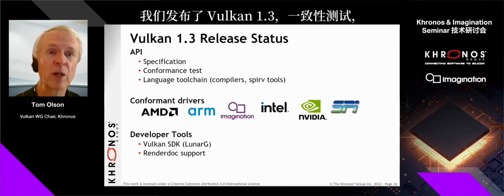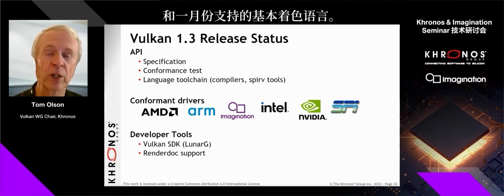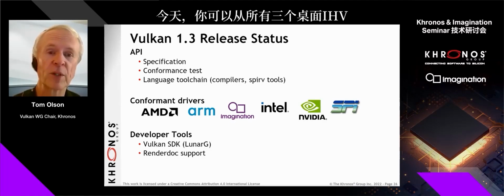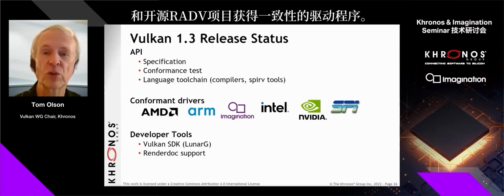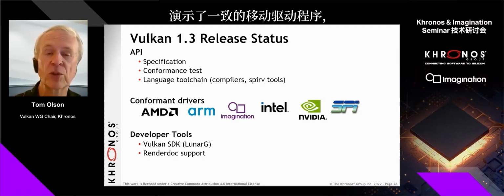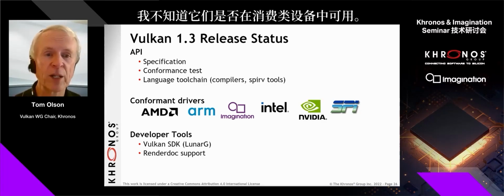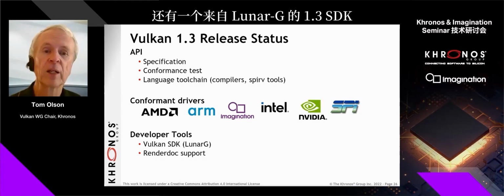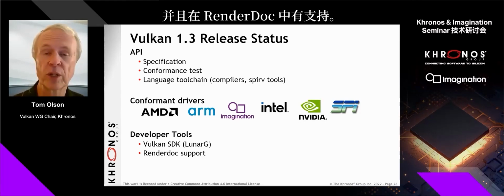We released Vulkan 1.3, the conformance test, and basic shading language support in January. You can get conformant drivers today from all three desktop IHVs and from the open source RADV project. ARM and Imagination have demonstrated conformant mobile drivers, though I don't know if they are available yet in consumer devices. There's also a 1.3 SDK from LunarG, and there is support in RenderDoc.